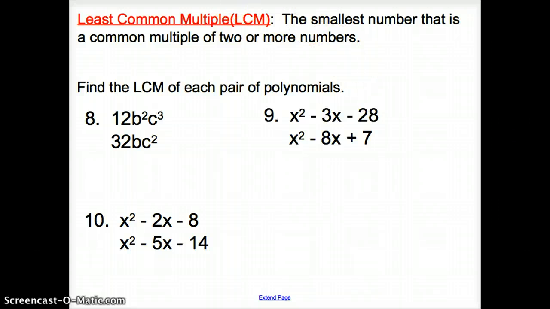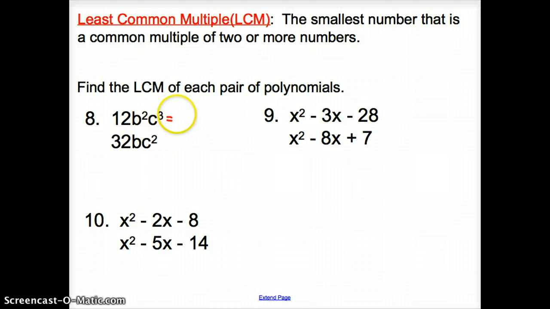Now we're going to get into one vocab word. It is least common multiple. Our least common multiple is the smallest number that is a common multiple between two or more numbers, or just a number that you can multiply to with those numbers. So how do we find the least common multiple for each pair of polynomials? Well, you can go ahead and multiply 12 and 32 together to give you your multiples, but that won't be the least common one. So I'm going to break 12 down into factors, into the smallest factors.